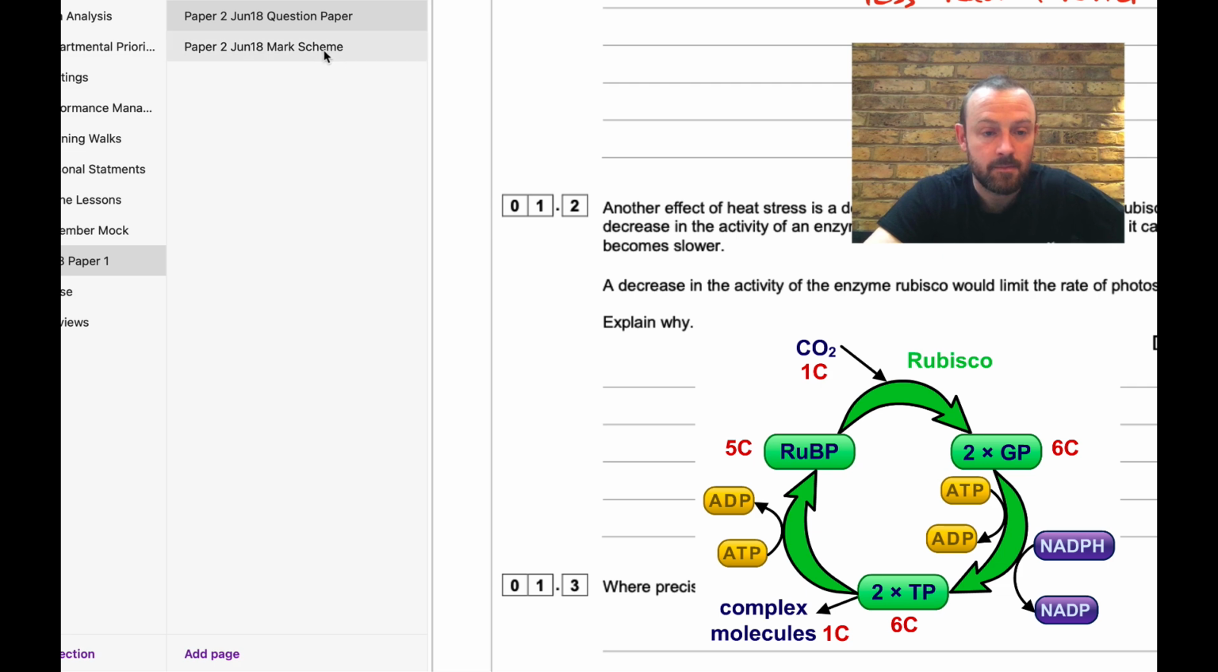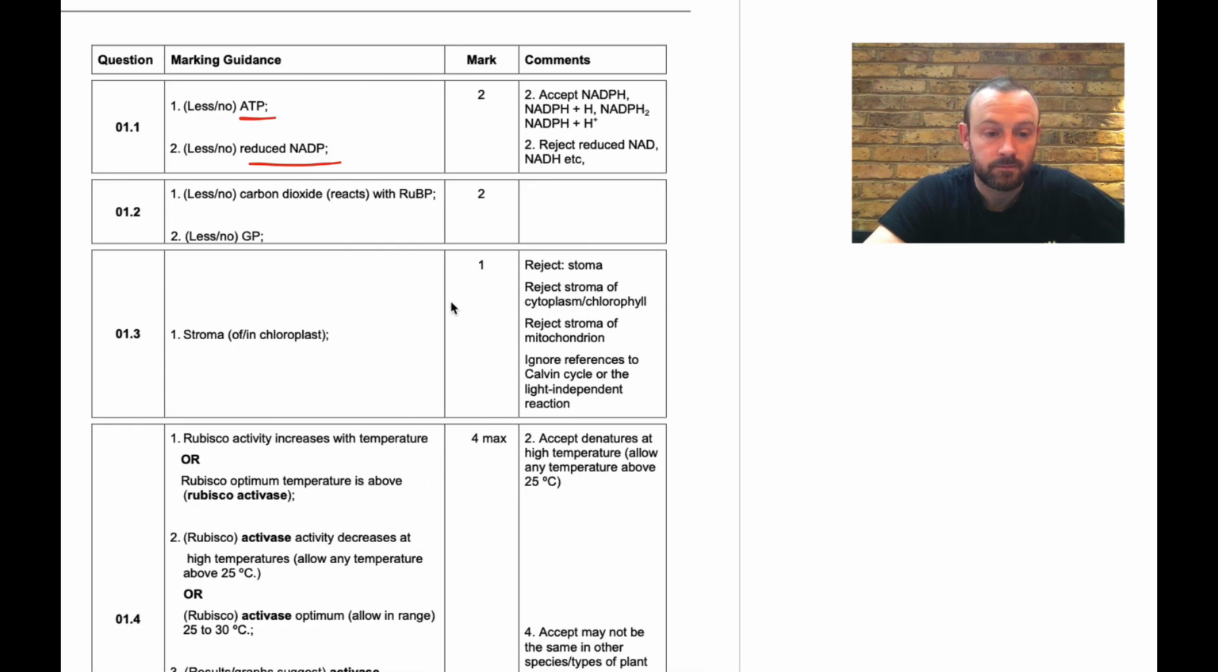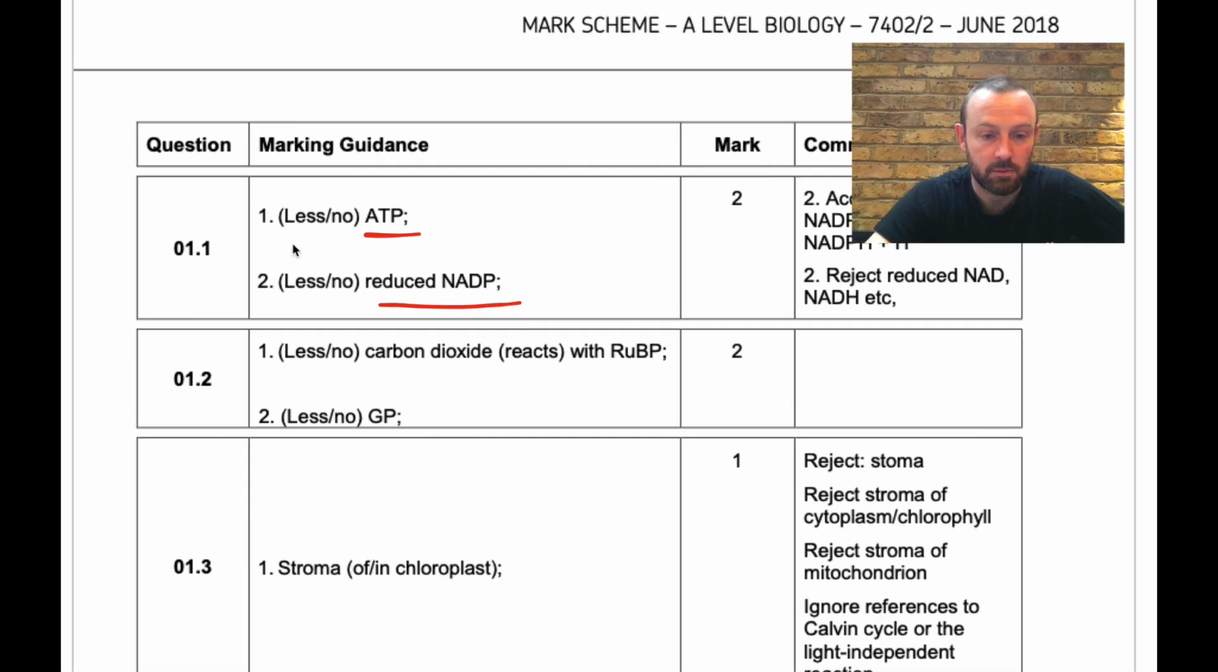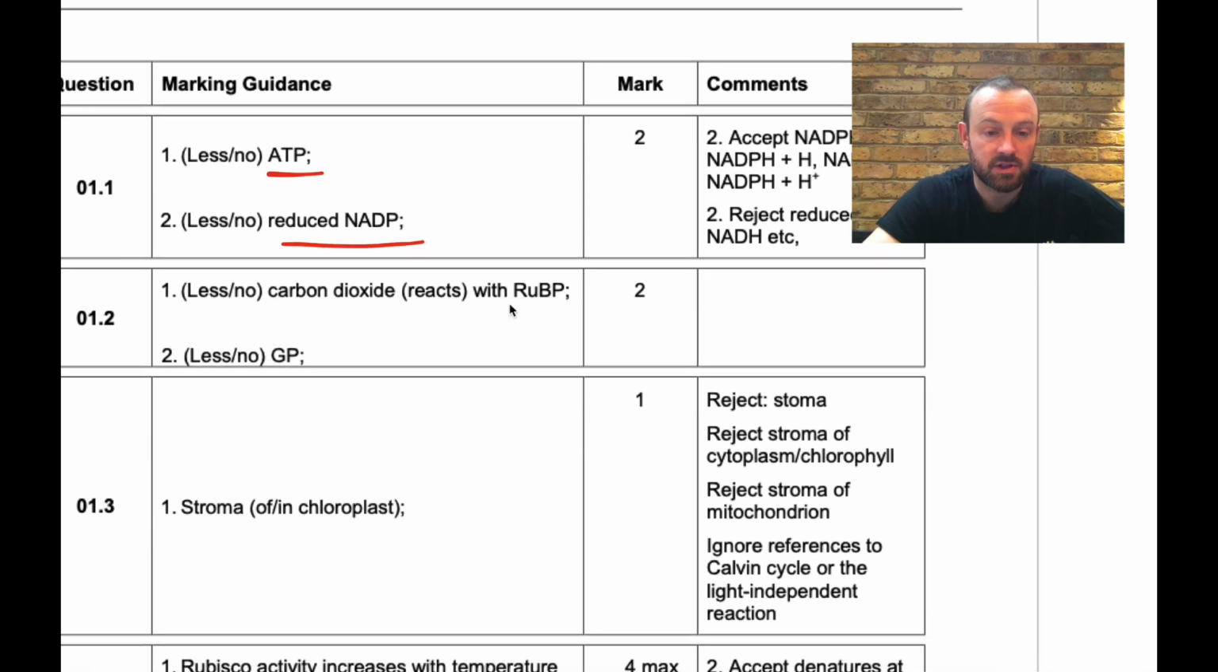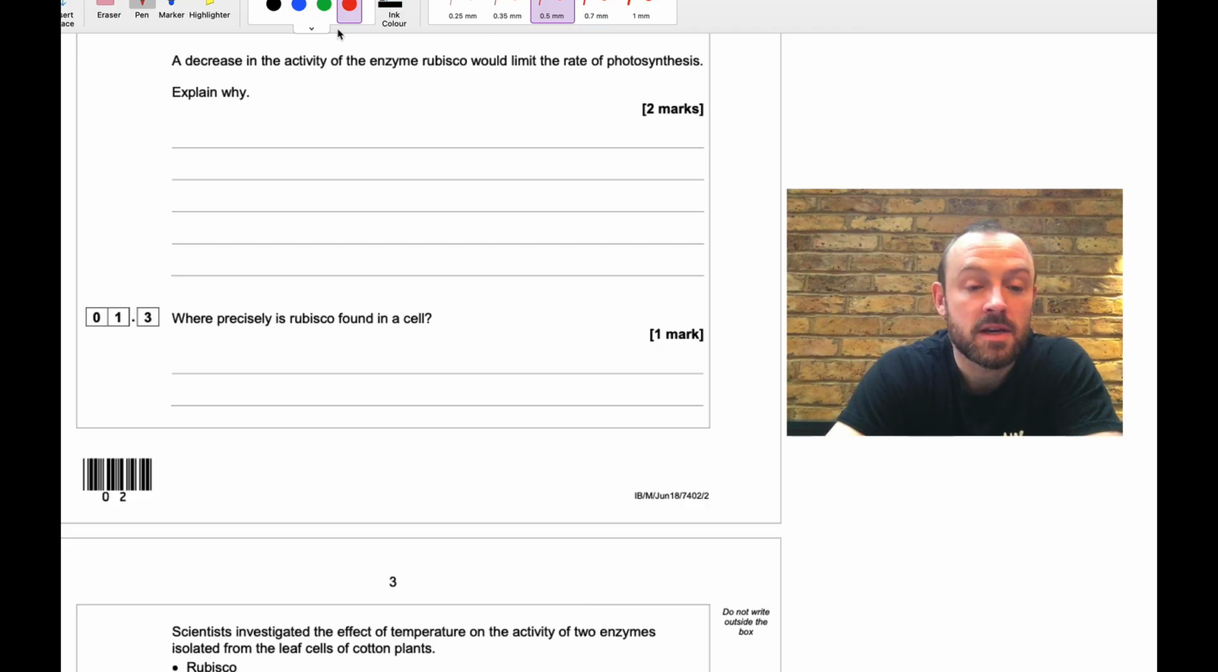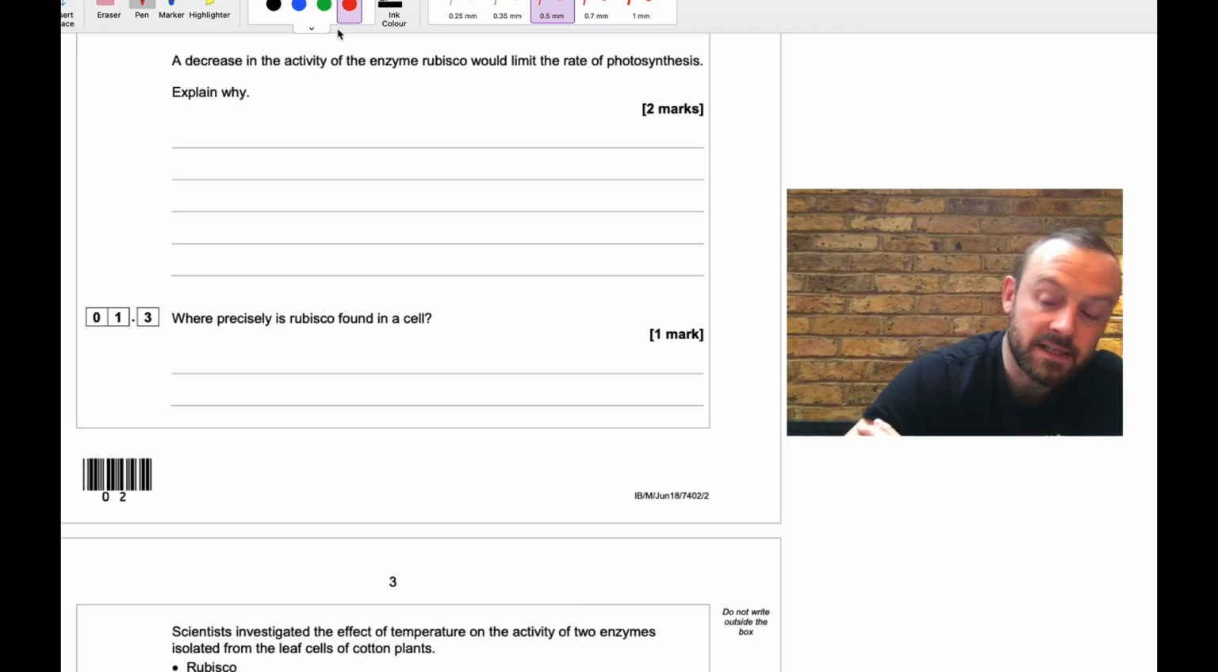Let's check the mark scheme. Yeah, there it is. Let's zoom in here. Less carbon dioxide and less GP. Okay, 1.3. Where precisely is rubisco found in a cell?